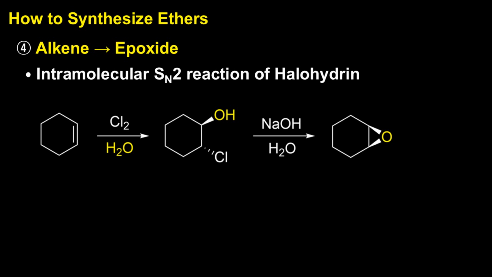This method takes two steps, but it's especially useful when you want control over the stereochemistry. And that brings us to the end of today's lesson on how to synthesize ethers and epoxides. We looked at a variety of methods, some starting from alcohols, others from alkenes, and saw how each one gives you a different type of ether depending on the conditions.